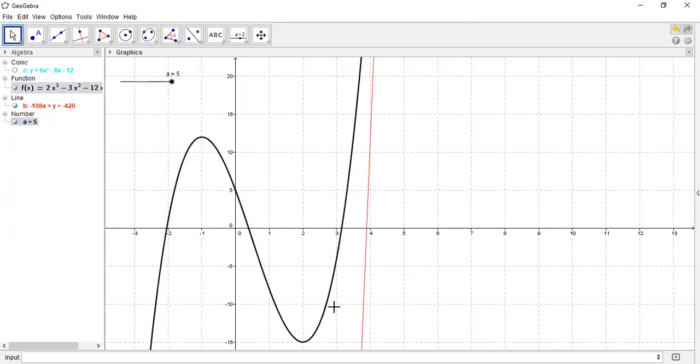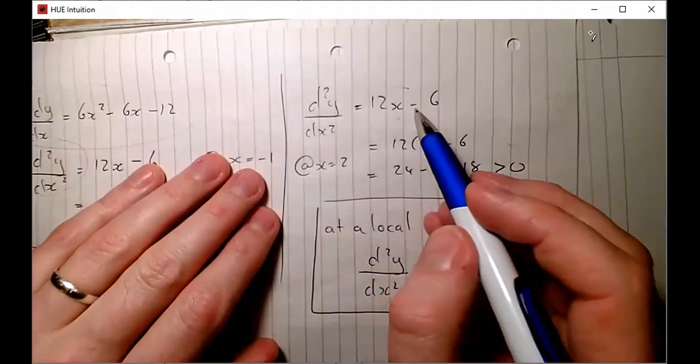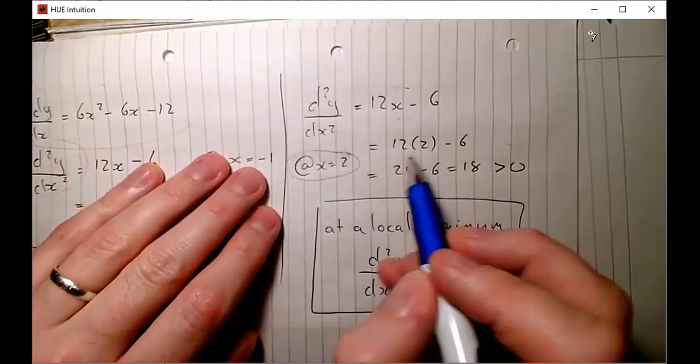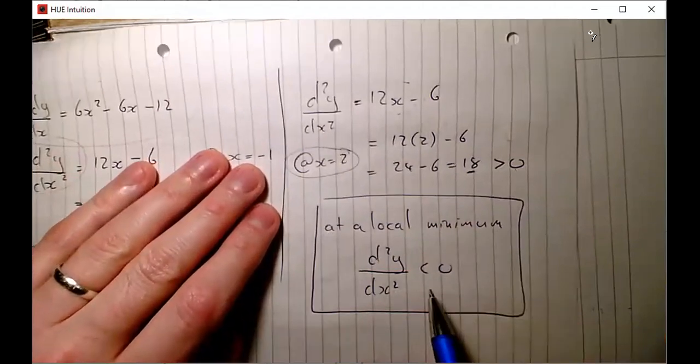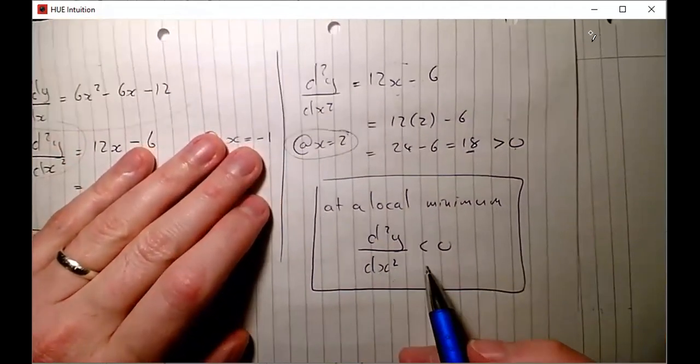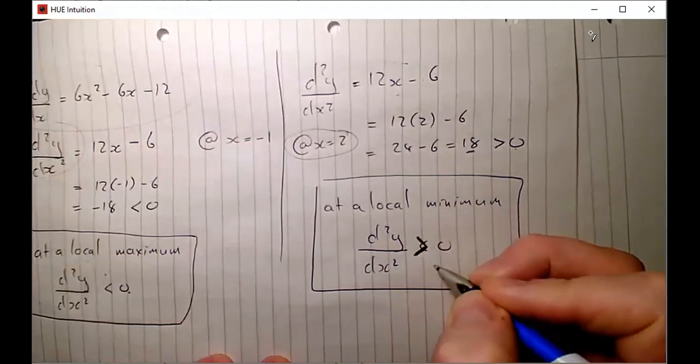The converse of what we've just seen is that at a local minimum, the rate of change of the slope, or the second derivative, d2y dx squared, is going to be positive. So if the second derivative is still 12x minus 6, but at x equals 2, if you plug in 2, you'll get 18 there. Positive value. At a local minimum, the second derivative is positive. Whoops. Greater than 0. Sorry about that.